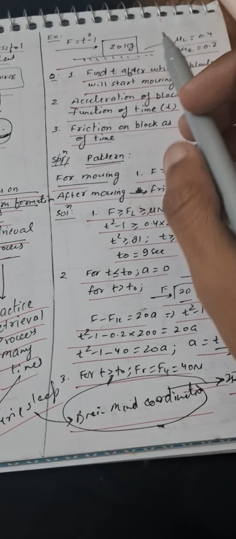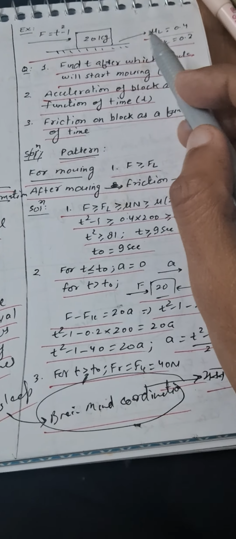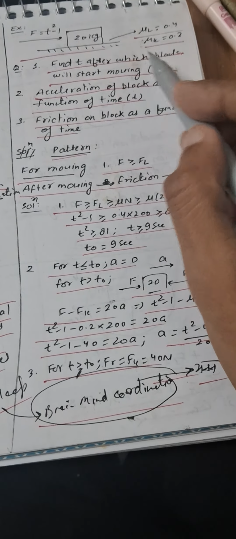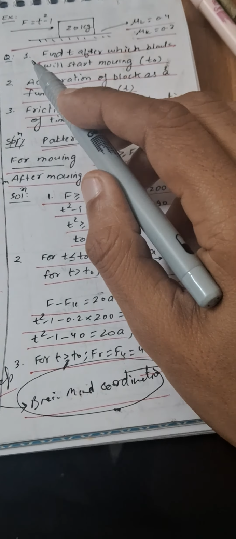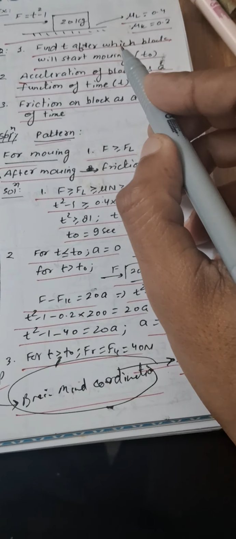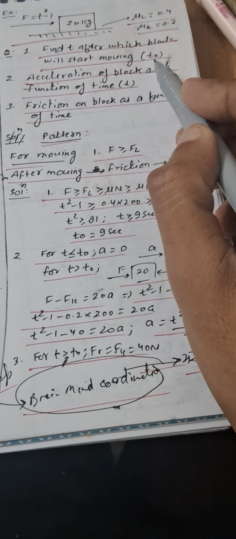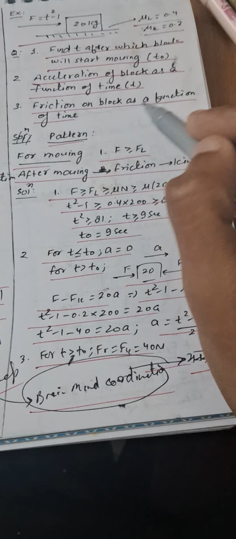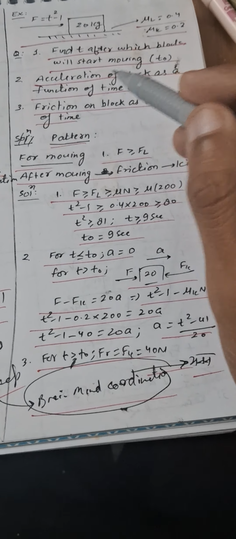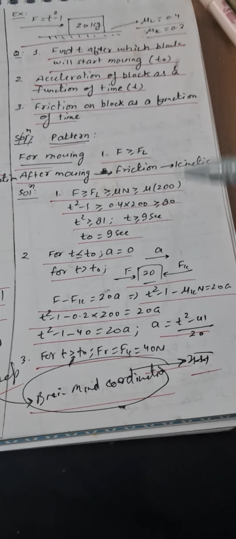Now let's understand this with the help of a physics question. Suppose there is a block of mass 20 kg, limiting friction is 0.4, kinetic is 0.2, and a time-dependent force is applied on the block. The first question is, we need to find the time after which the block will start moving. Then the acceleration of the block as a function of time, and the friction on the block as a function of time. This is a standard JEE Advanced problem, so we shall proceed with this.